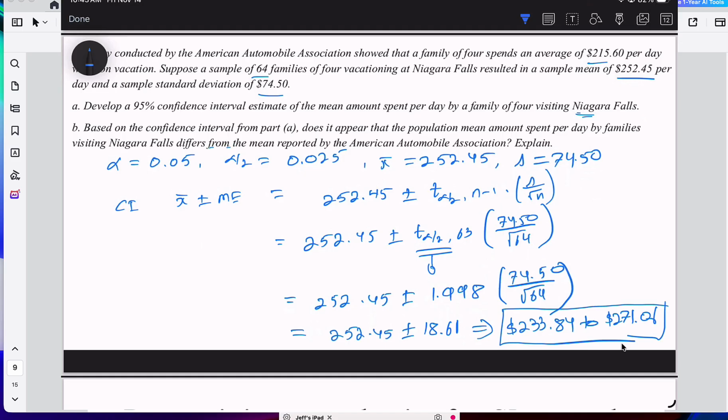Part B says, how does it compare to the overall vacation population mean? And we see that $215.60 is outside of this confidence interval. In fact, it's lower. So we can say that on average, we can be 95% certain that a family of 4 vacationing at Niagara Falls spends a lot more money than the national average. So this is how we can use our confidence interval to draw conclusions about the population mean when we are given the sample and we do not know the population standard deviation.